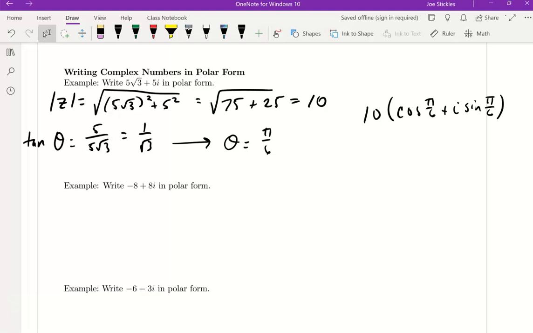So if we do the next one, same idea. First step, calculate your modulus. Just like you do in polar, if this is my x and this is my y, I do square root of x squared plus y squared. That's going to give me 128. If you break it up, that'll give you 8 square root of 2.